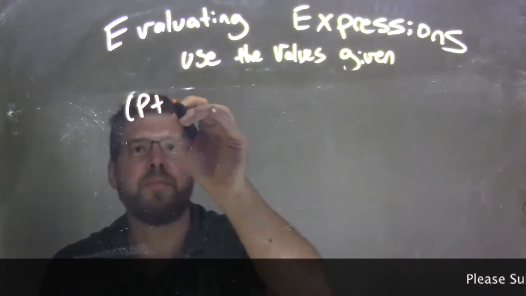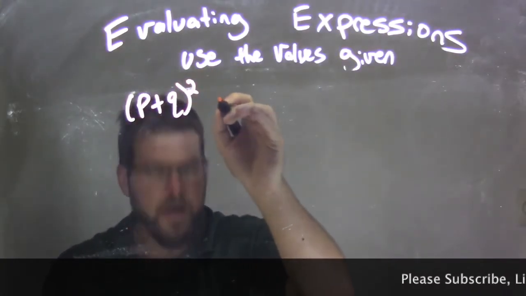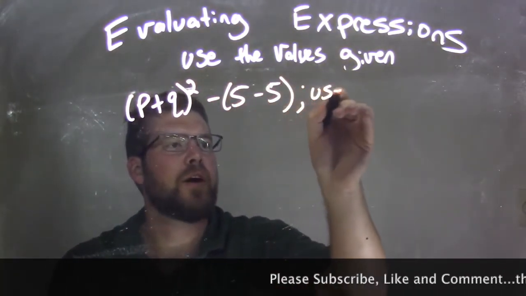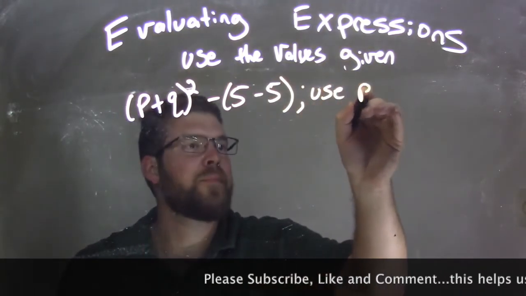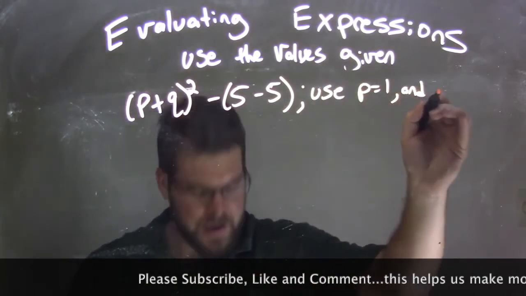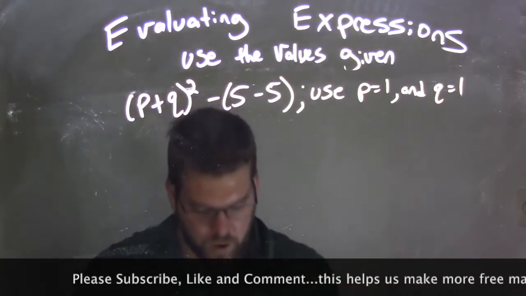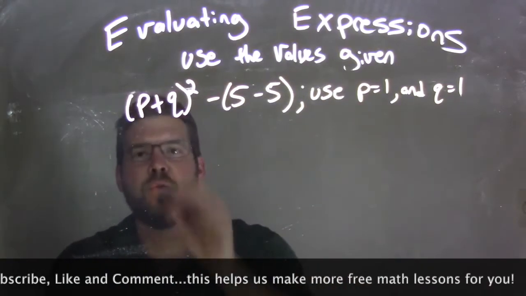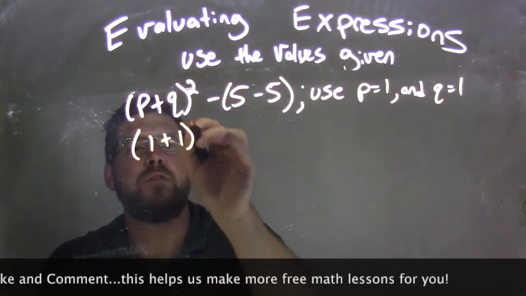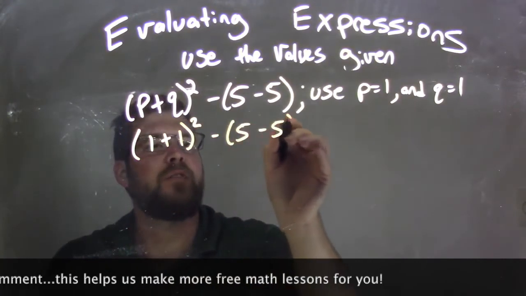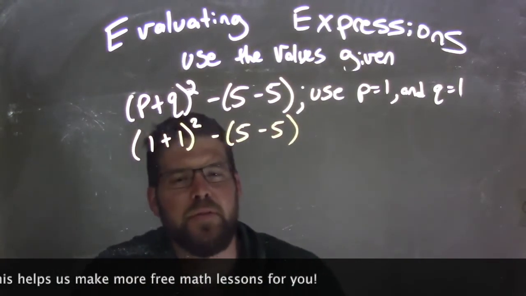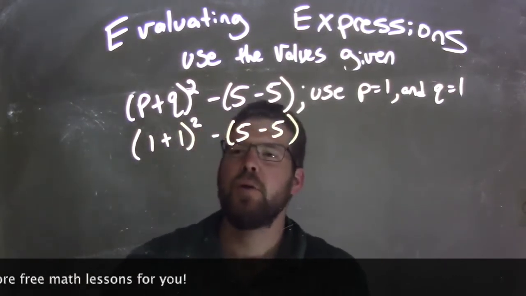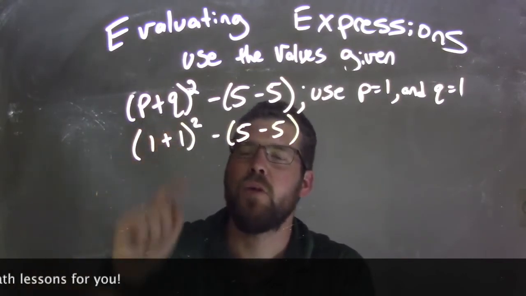(p plus q), all to the second power, minus (5 minus 5). And we want to use the variables, p being 1, and q equal 1 as well. A lot of 1s here. Okay? So we substitute p equals 1 and q equals 1 here. (1 plus 1) squared minus (5 minus 5). And this time I'm actually not going to put the parentheses around the 1s. I felt maybe with 1s and parentheses it might be a little more difficult, but this one corresponds with that p and this one with that q.